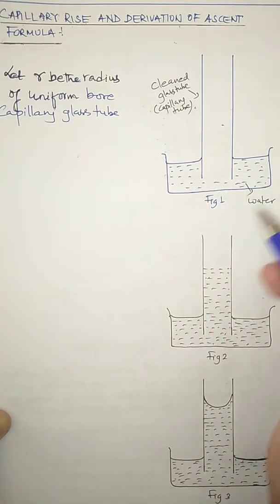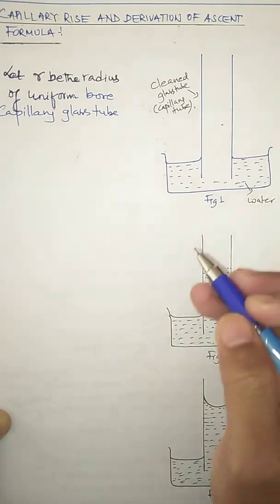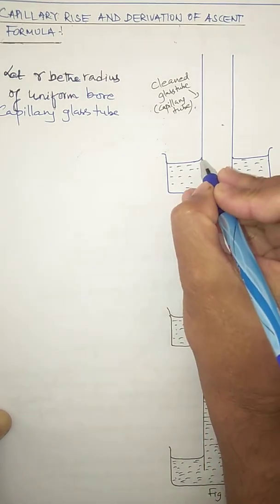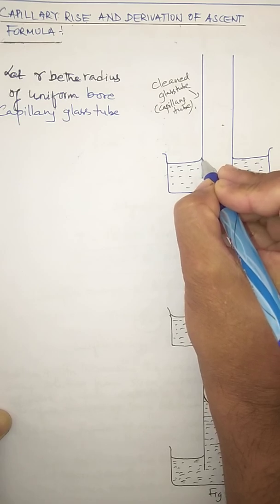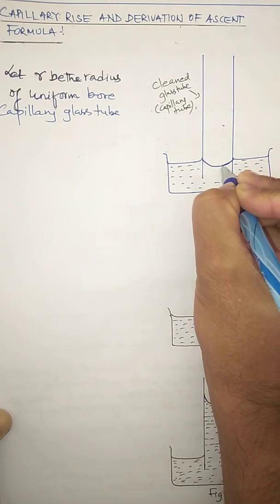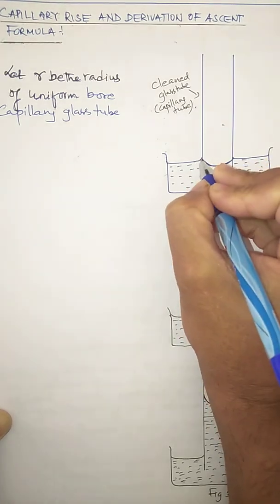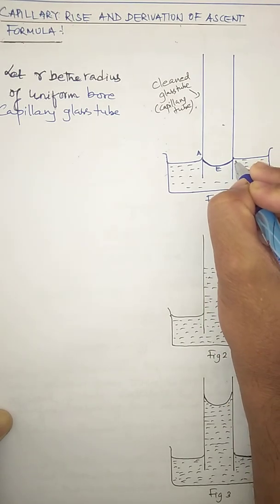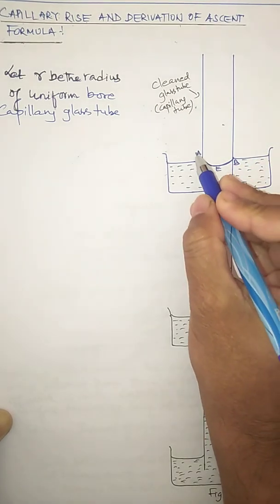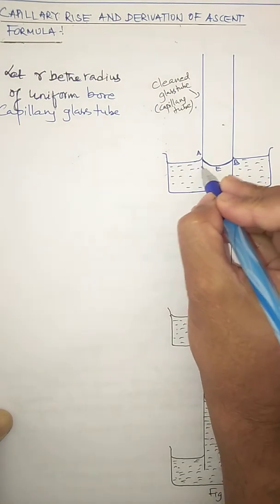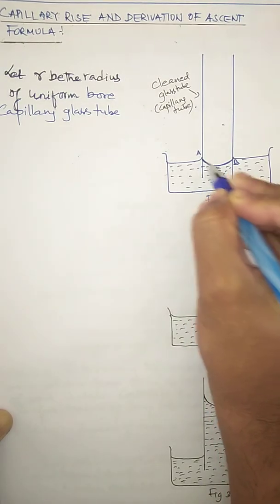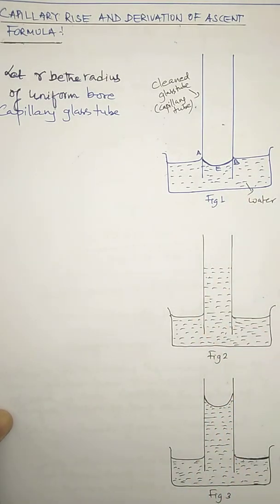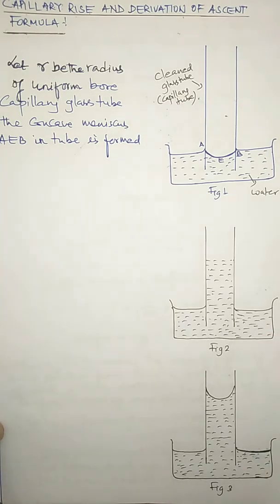There is a meniscus formed inside the tube, and this liquid meniscus will be a concave meniscus. Let me show you with the help of a diagram. So there is a meniscus formed, and this meniscus is a concave meniscus. Let me give the name of this meniscus as A, E, B. I am giving these randomly using the alphabets A, E, B. So this is the meniscus which is formed. These are all the liquid, and this is the free surface of the liquid. So what type of meniscus is formed? A concave meniscus.